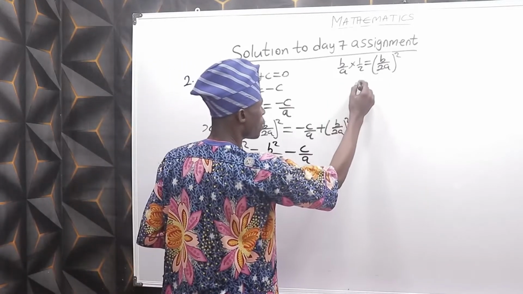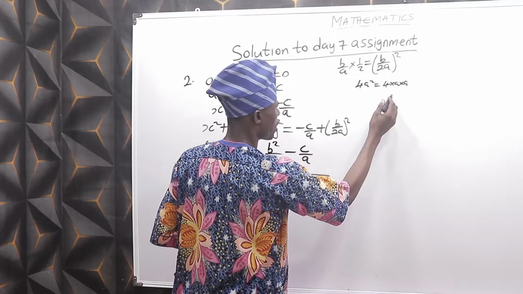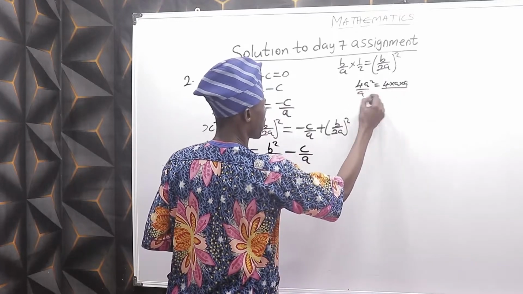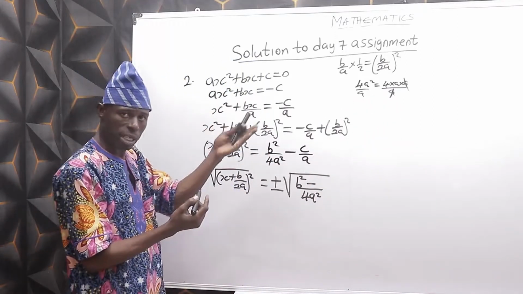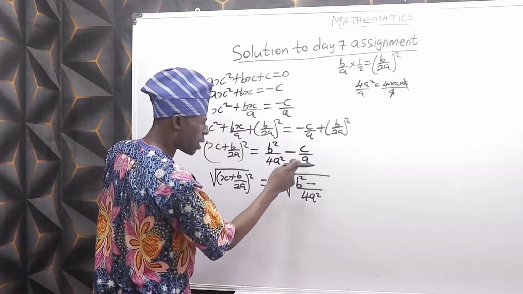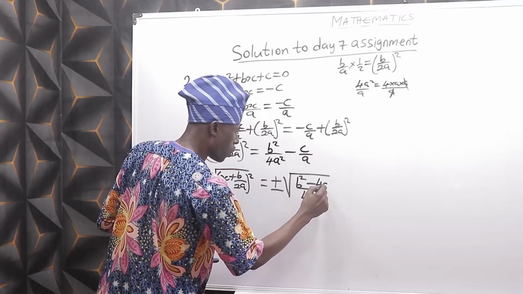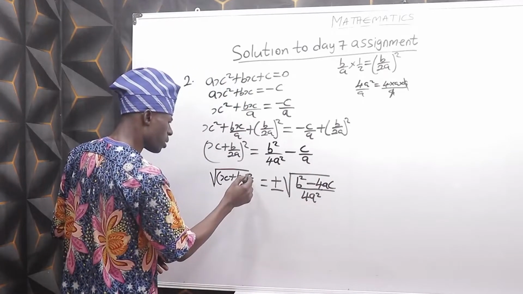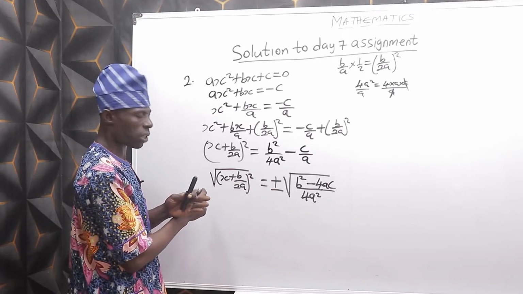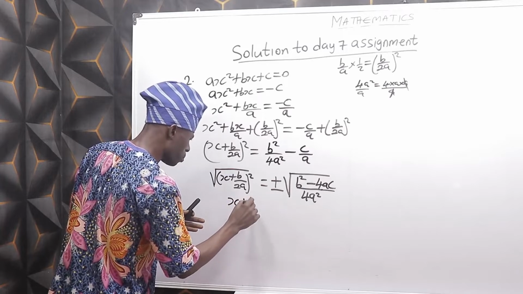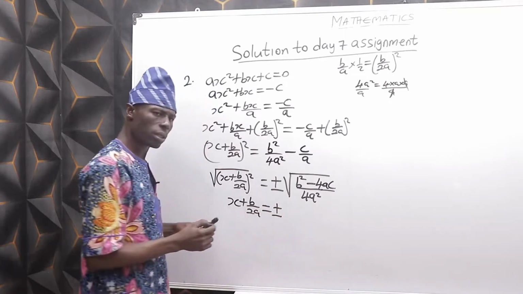What do we mean? We mean 4a square, which is 4 times a, divided by a. A we cut a, we have 4a left. 4 times a is 4a. So that is what we mean. So a in 4a square, 4a. 4a times c, we have 4ac. This power 2 and this square root symbol will cancel each other by implication. So we have x plus b over 2a is equal to plus or minus.